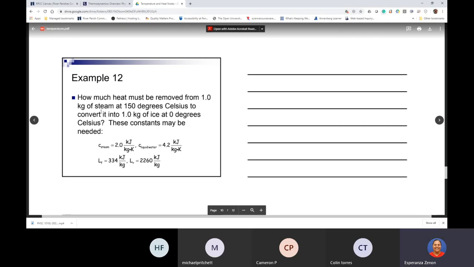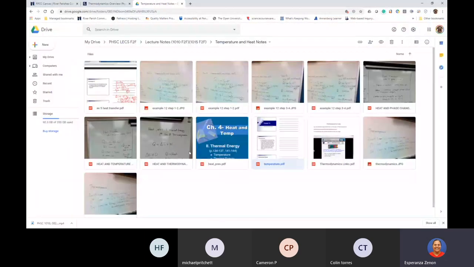Remember, the latent heat of fusion is the constant that we use when we are working around the freezing point, and the latent heat of vaporization is the constant that we use when we're working around the boiling point or the vapor point. So in this packet, I have solved this problem for you here.